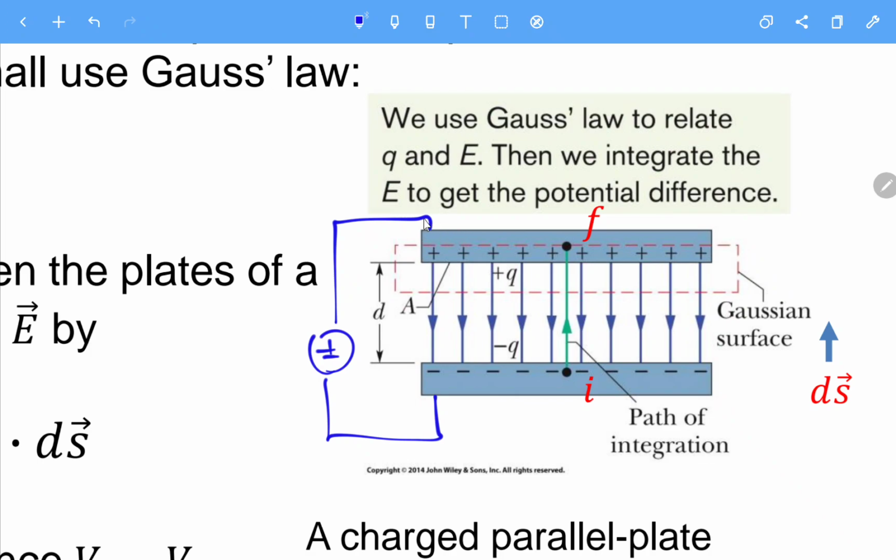Which means that for the bottom plate, we can define it as ground. So this is like a 0 volt potential or voltage. And then for this one, suppose this is V. So this plate is also at V. And as this is a conductor, the whole plate has the same electric potential.